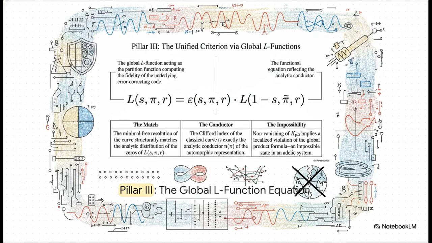The real crux of it all is this functional equation. L of s, pi, r equals epsilon of s, pi, r times L of 1 minus s, pi dual, r. This global L function is acting as a partition function that computes the fidelity of our underlying error-correcting code. It proves that any non-vanishing Koszul group would imply an impossible, localized violation of the global product formula in the Adelic system. So the Clifford index is structurally forced to match the analytic distribution of the zeros.